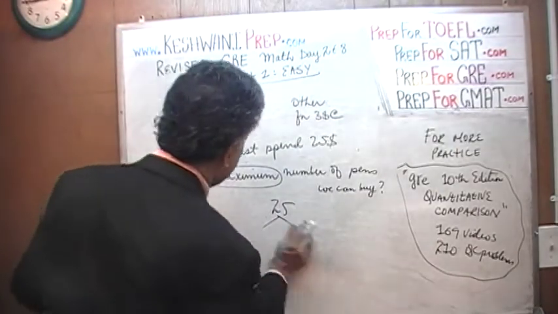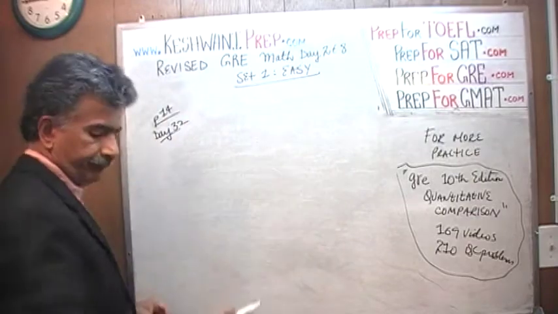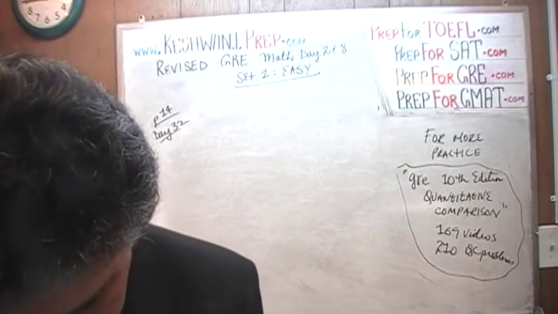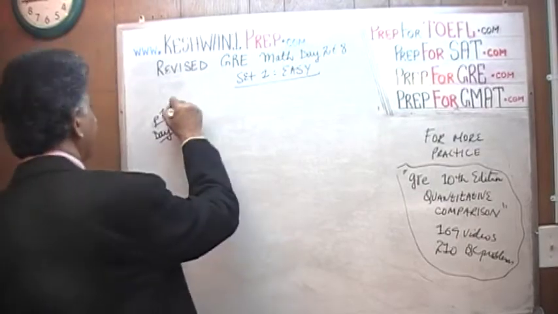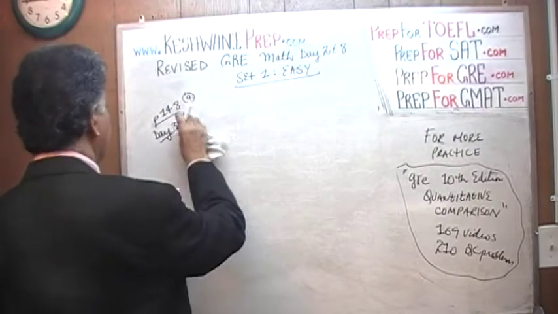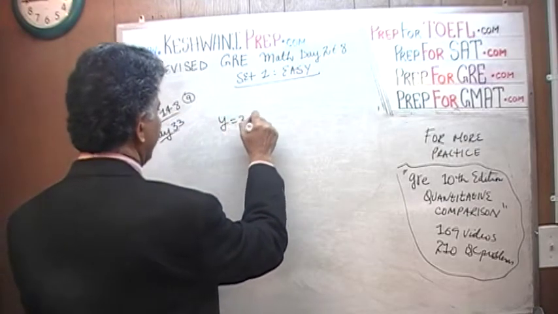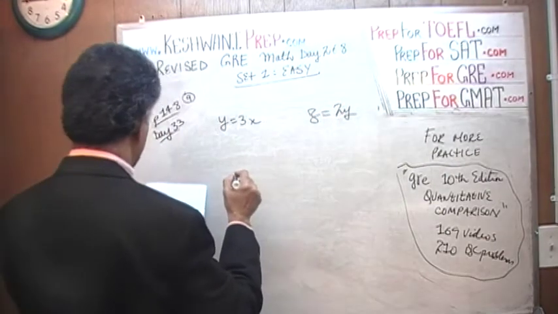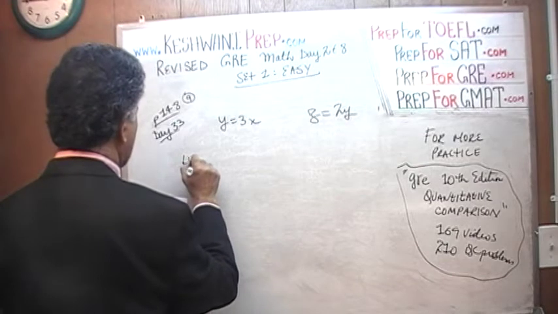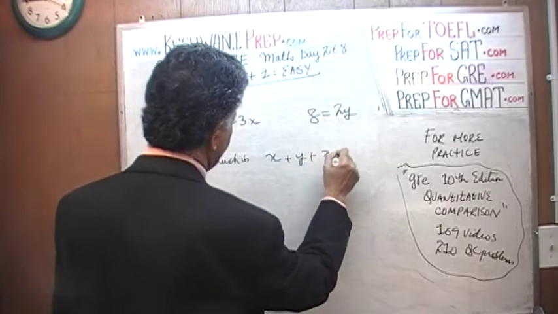Number 3, or rather number 9 on the next page. Number 9 on page 148 is something we did on day number 33. We are told that y equals 3x and we are told that z equals 2y. Question is, how much is x plus y plus z?